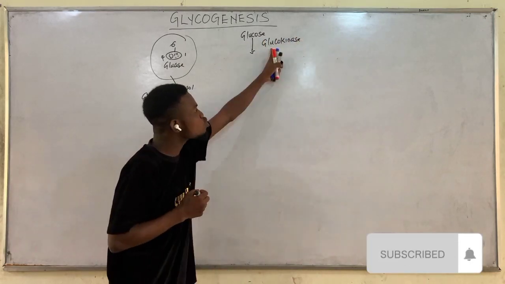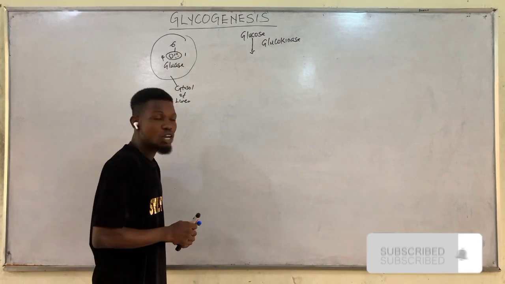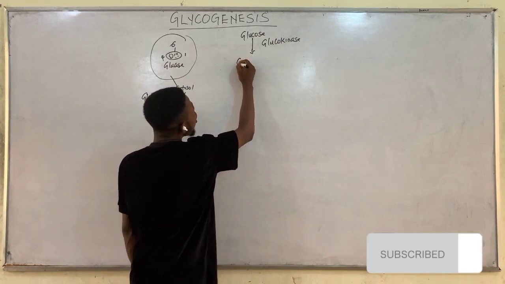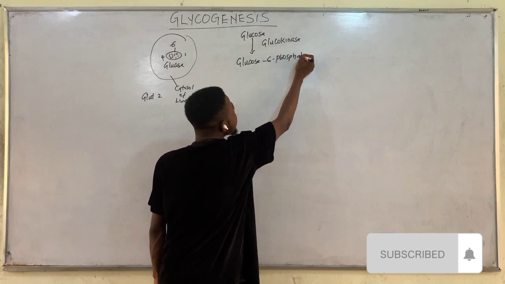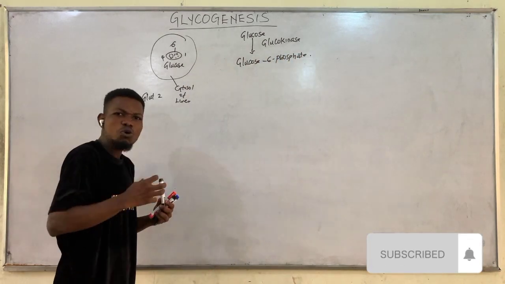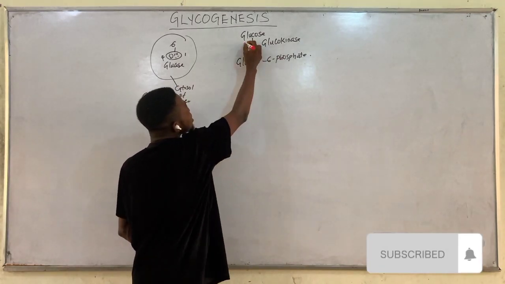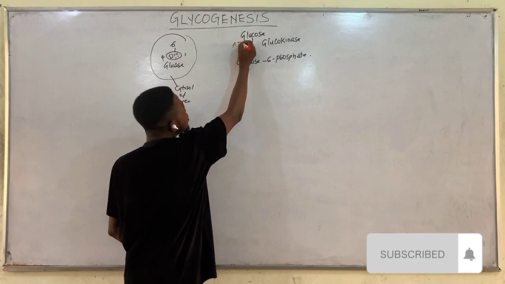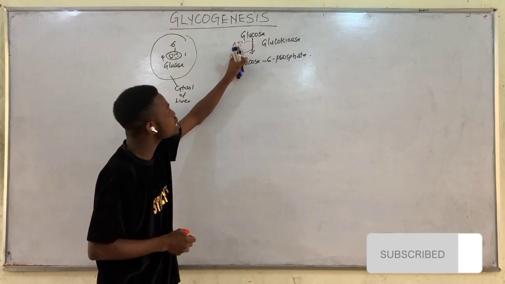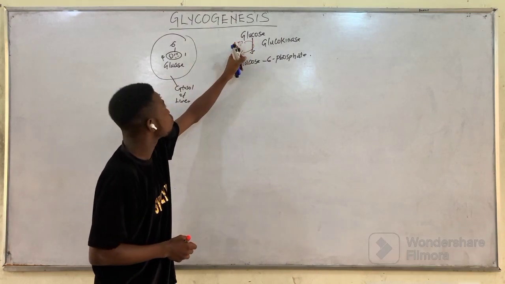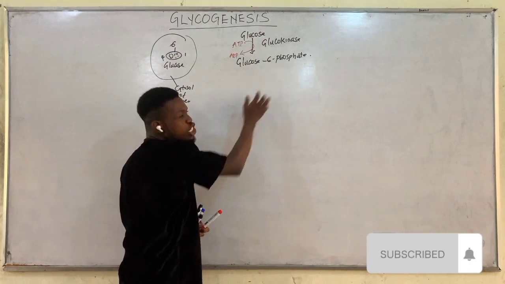So this glucokinase converts this glucose present in the cytosol of the liver to become what? Glucose 6-phosphate. Now, how does this enzyme perform this reaction? Glucokinase uses up ATP, and ATP becomes what? ADP. So glucokinase uses ATP, removes the phosphate group from the ATP and adds it to carbon 6 of this glucose, so that this glucose can become glucose 6-phosphate.